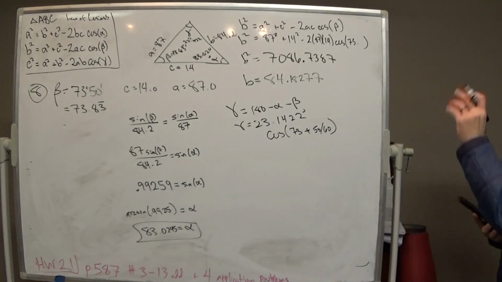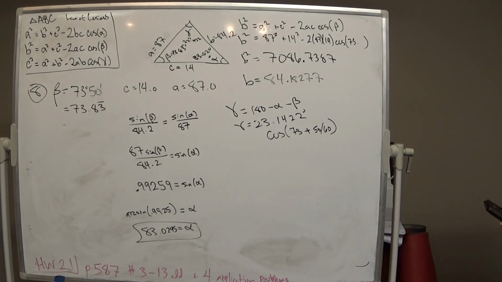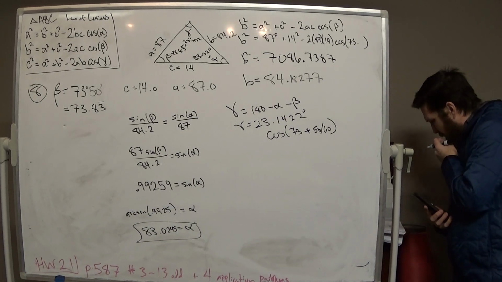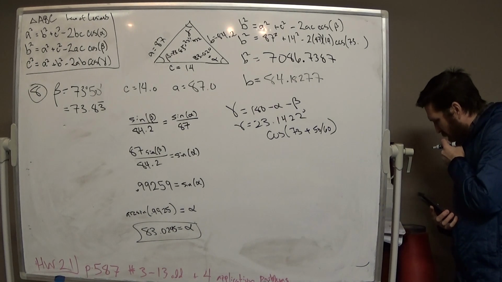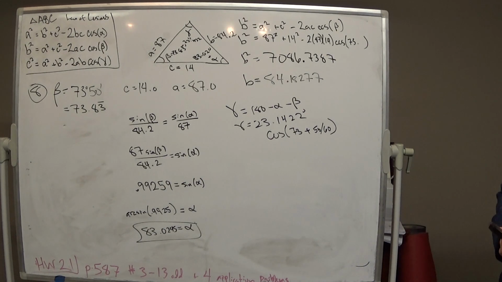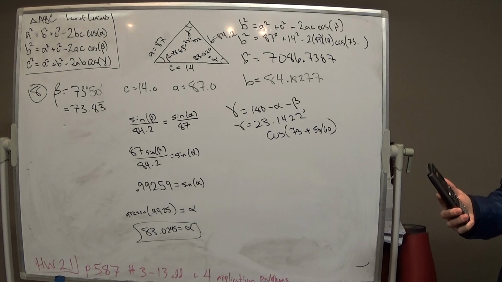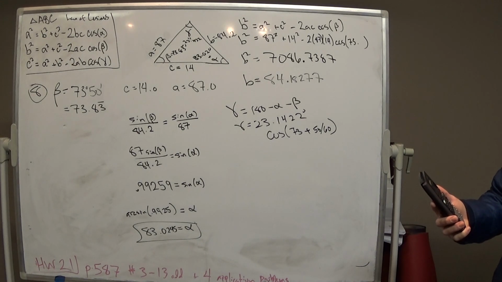And now, I might have done something wrong here. 83. Oh wait, was it the wrong one? There's two 81s. No, that doesn't make sense. 84 goes with beta. Well, maybe you did the other one, because you took arcsine, so couldn't it also have been the other sine value? But that doesn't make any sense, because that would have been obtuse. Just give me a minute.